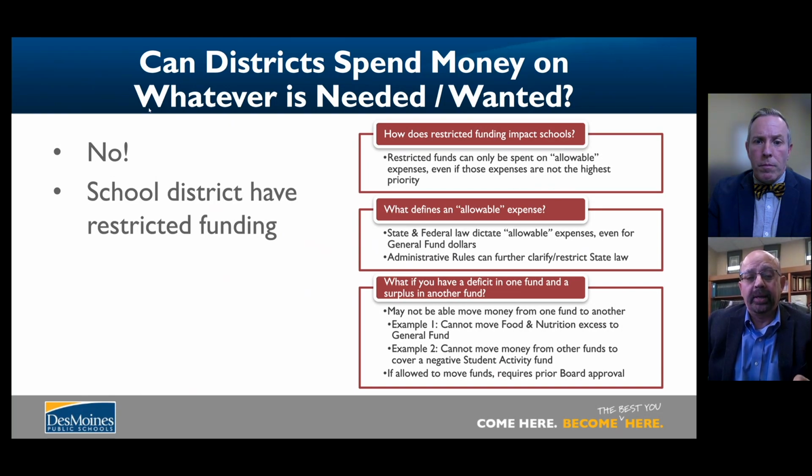So it's fairly complex. And one of the questions we get asked is, how come investments are being made in buildings and we can't pay teachers? It's because of this nature, that these funds are extremely siloed and we can only spend the money for what has been dictated by the state.